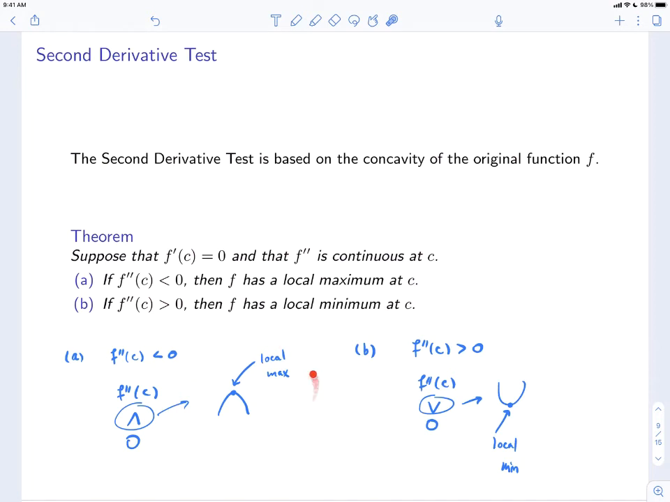And if you have something which is concave down like this, then you have a little hill. So if you start out with c and you know that it's a critical point, and it might be a local maximum or a local minimum, and you check the concavity there and see that it's concave down, then it must be a local maximum. So that's the second derivative test.